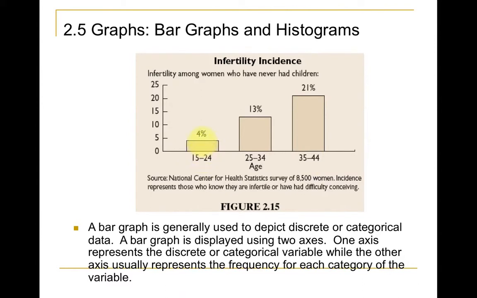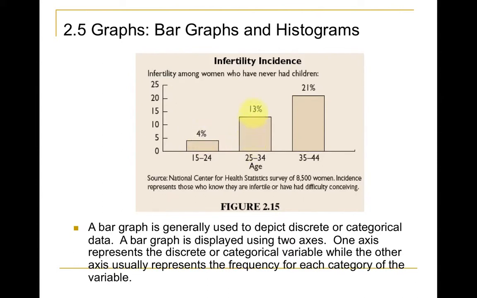The height of the bar represents the percentage of women who are infertile. So we're looking at a frequency on the vertical axis that starts at 0 and goes up by increments of 5. Now the first bar here looks like it's about as high as 5, maybe a little bit, okay, it's 4. It's a little bit lower than 5. So that's why there's a 4% above that bar.